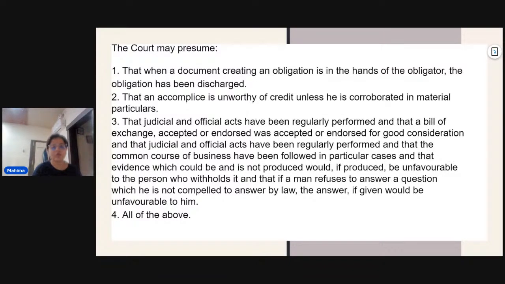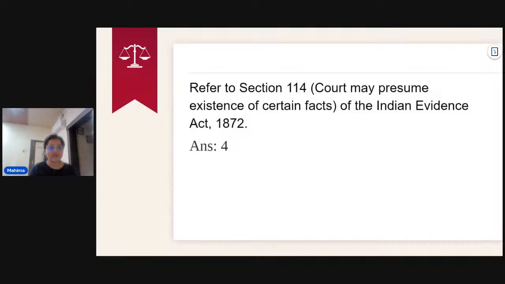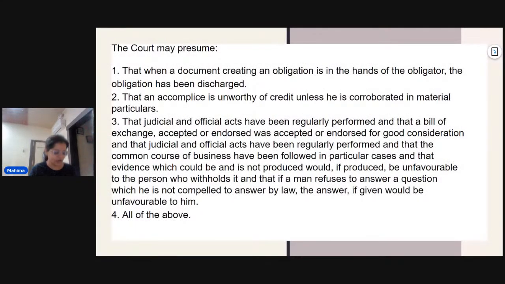The court may presume that when a document creating an obligation is in the hands of the obligator, the obligation has been discharged, that an accomplice is unworthy of credit unless he is corroborated in material particulars, that judicial and official acts have been regularly performed, and that a bill of exchange accepted or endorsed was accepted or endorsed for good consideration, and that the common course of business has been followed in particular cases, and that evidence which could be and is not produced would, if produced, be unfavorable to the person who withholds it, and that if a man refuses to answer a question which he is not compelled to answer by law, the answer, if given, would be unfavorable to him. All of the above. May presume. Correct. This was very heavy, but the illustrations are directly taken from section 114.